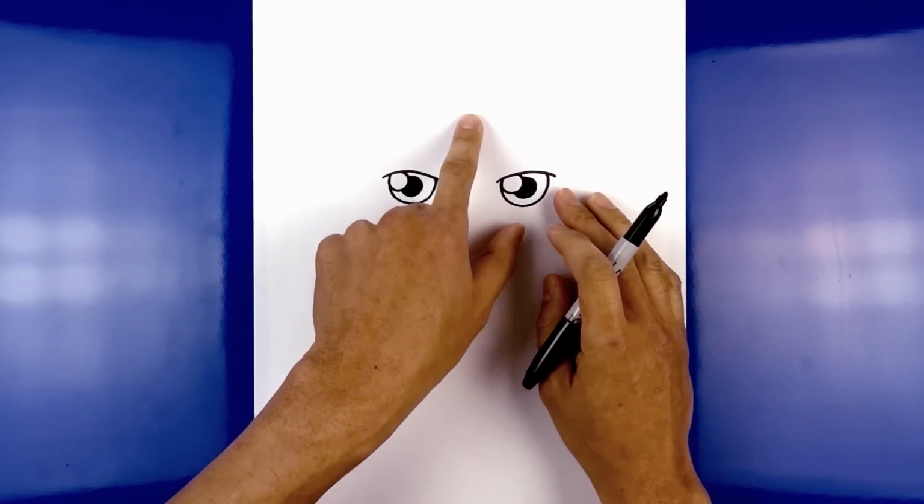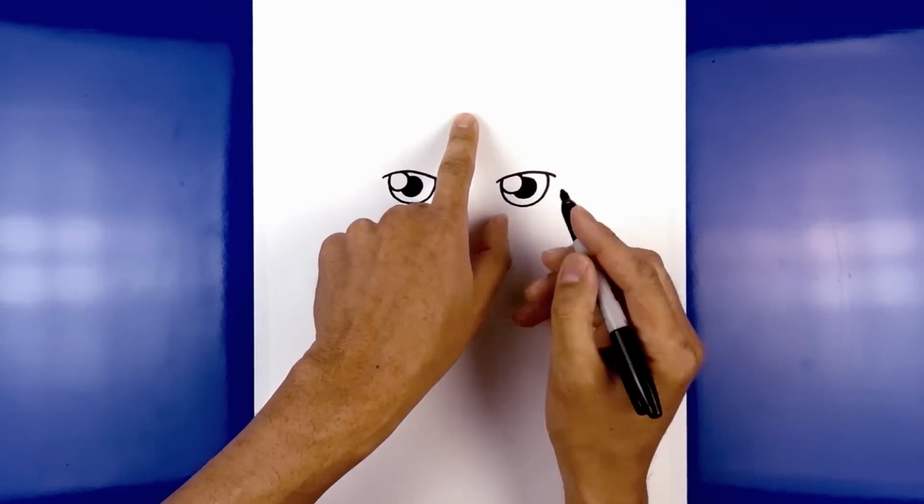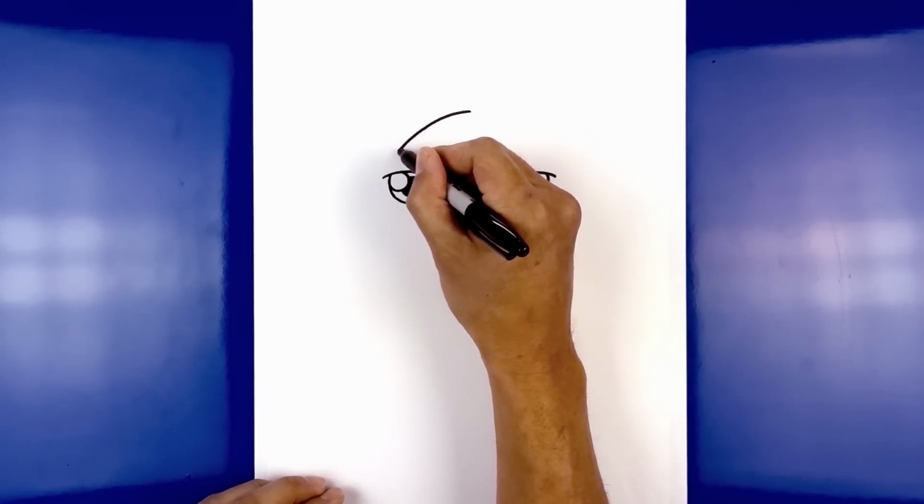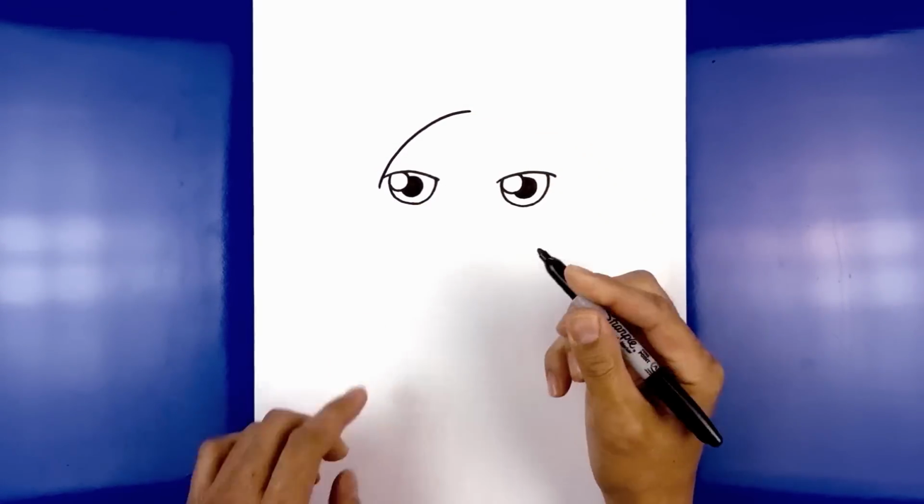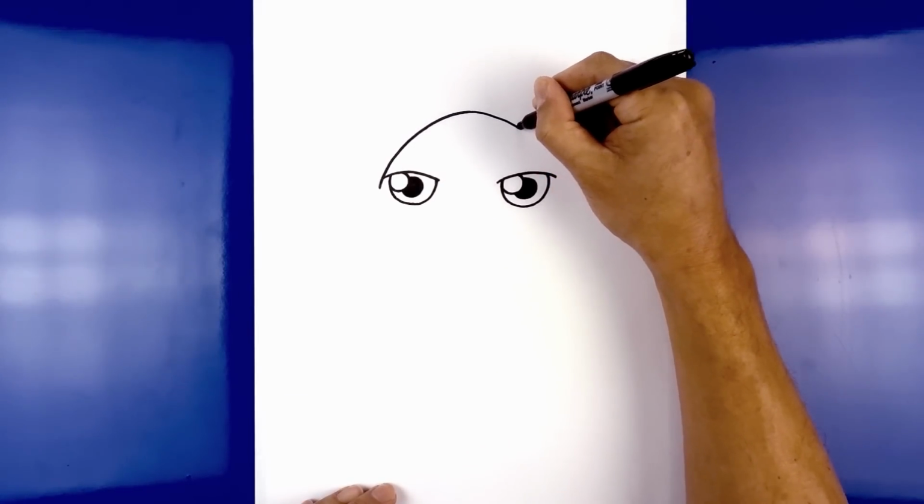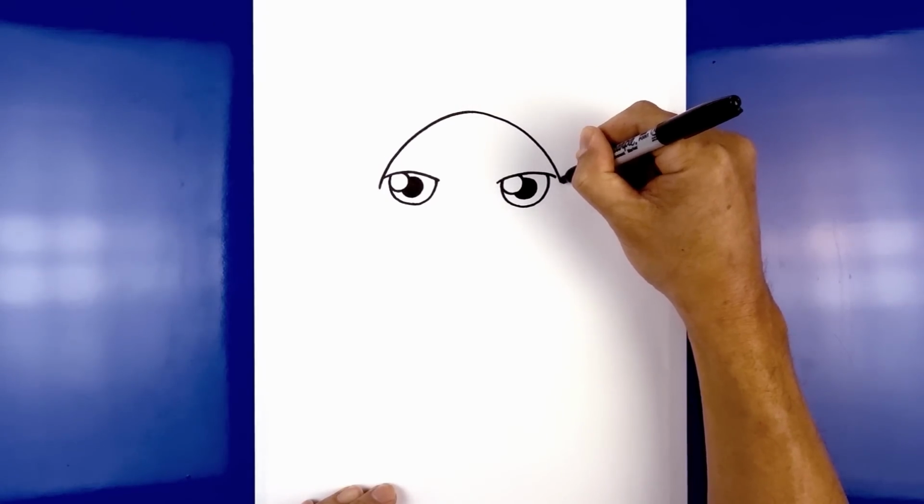Now we want to move up in the center and draw the inside edge of the hood. So right in the middle, we're going to start by going across, and we're going to come across and down towards the side of the eye on the left. Let's do the same thing on the right. Starting at the top, we're going to round out the top, come down towards the side of the eye on the right.